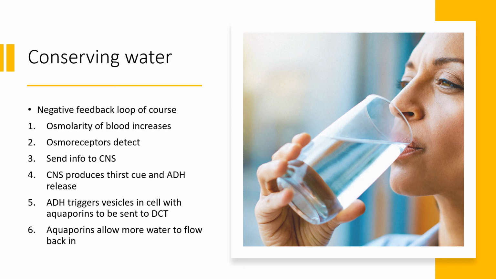The conservation of water within the kidneys, of course, is going to follow a negative feedback loop, as you should expect at this point. Very simply, again, what I just stated in the prior one, osmolarity of the blood will increase. The osmoreceptors within the blood will detect that. They'll send that information to the central nervous system. The central nervous system will produce a thirst cue, right? And simultaneously, it will release ADH.